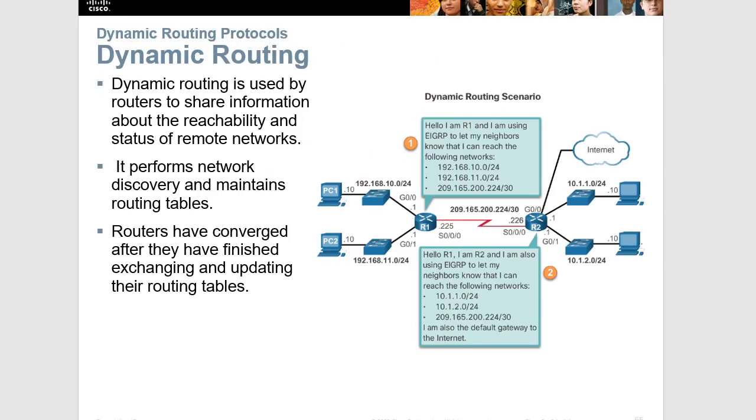And then we have dynamic routing, which is automatically learning about paths to different networks. So dynamic routing is used by routers to share information about the reachability and status of remote networks. It performs network discovery and maintains routing tables. Routers have converged after they've finished exchanging information and updating their routing tables. Basically, they know about all the routes around them.